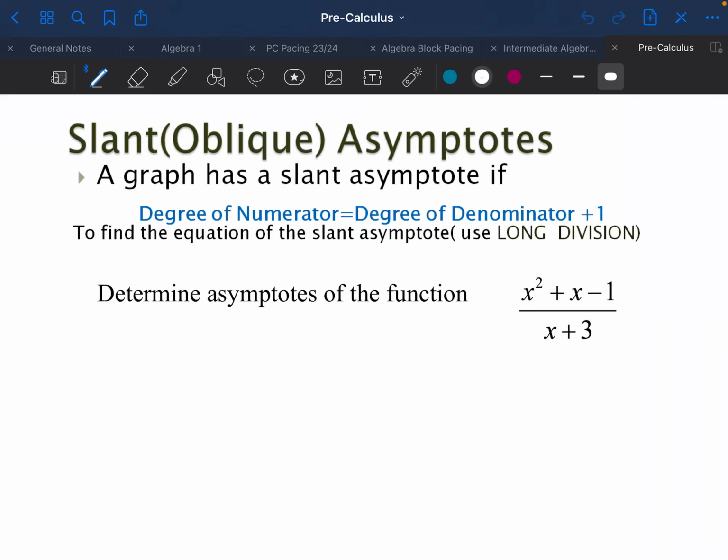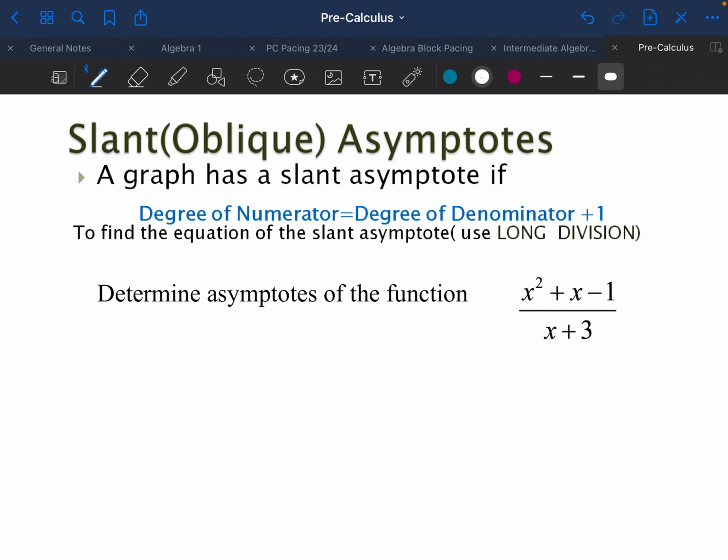We've talked about horizontal asymptotes, end behavior approaching infinity, right? Where is our function going? We've talked about vertical asymptotes. What happens when we divide by zero? Well, we have an infinite discontinuity there. Now we're going to look at slant or oblique asymptotes.